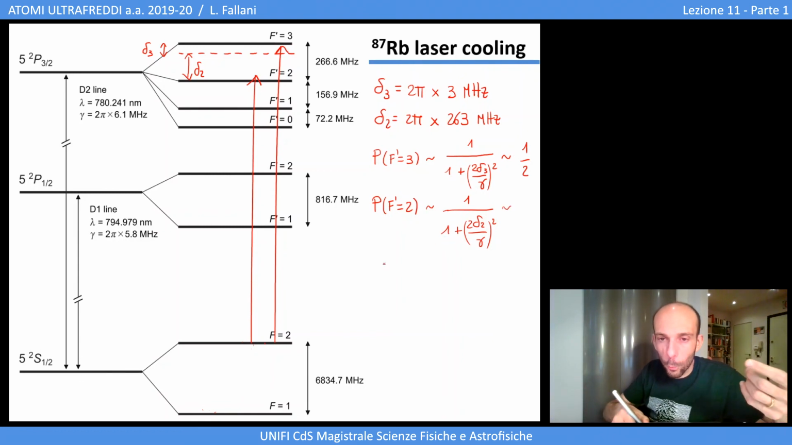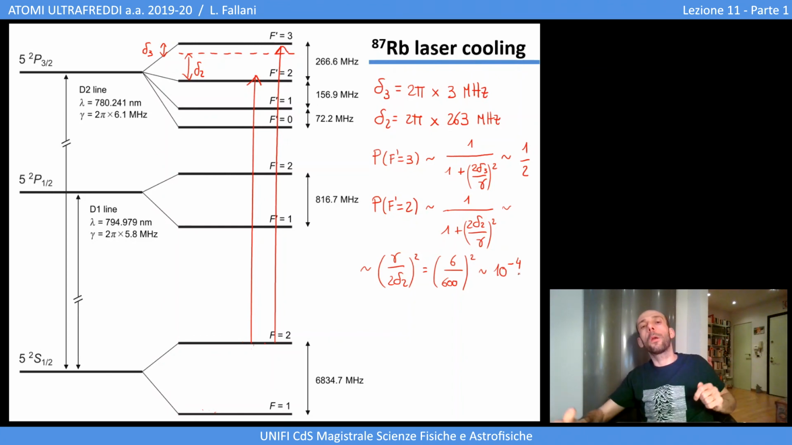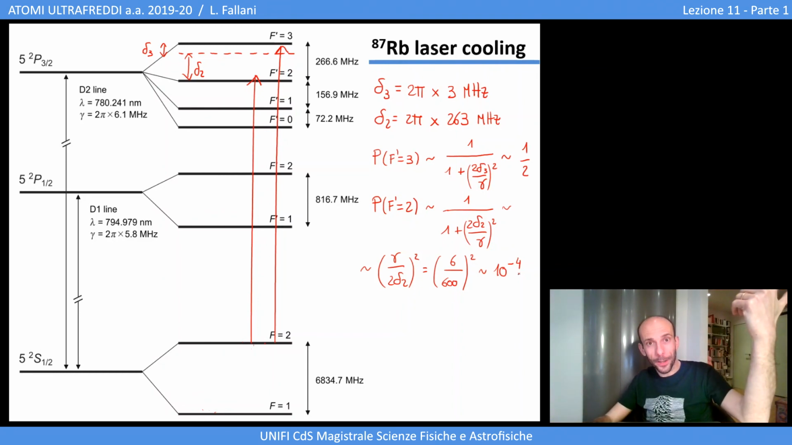So this would be gamma divided by 2 delta 2 square. So this will be 6 megahertz divided by something on the order of 600 megahertz square. So this probability is 10 to the minus 4. So on average, one atom every 10 to the 4 will be excited to this F' = 2 state.